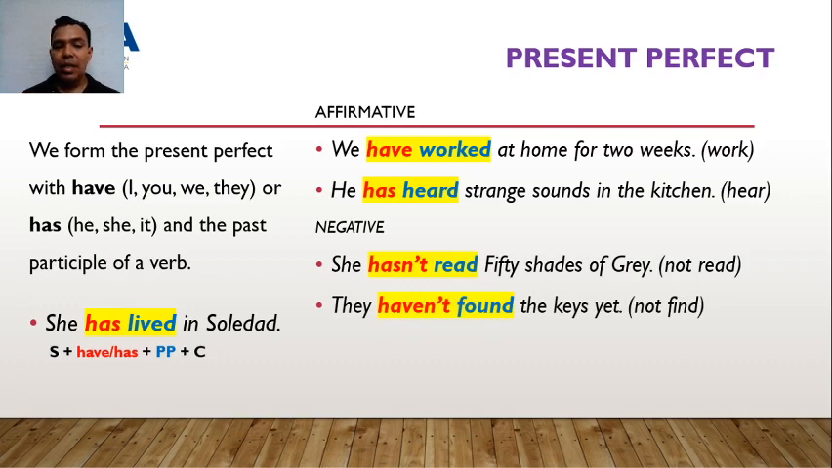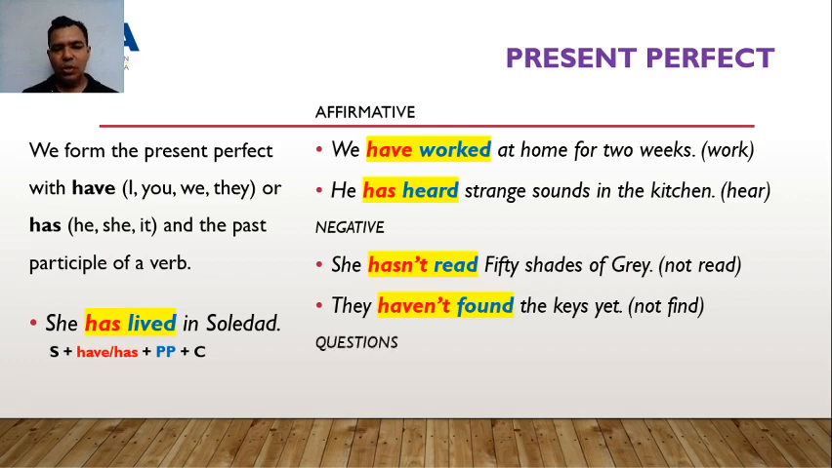Another example. They haven't found the keys yet. Find is also an irregular verb. And remember, find, found, found. Found is the past participle of the verb find. So they haven't found the keys yet.